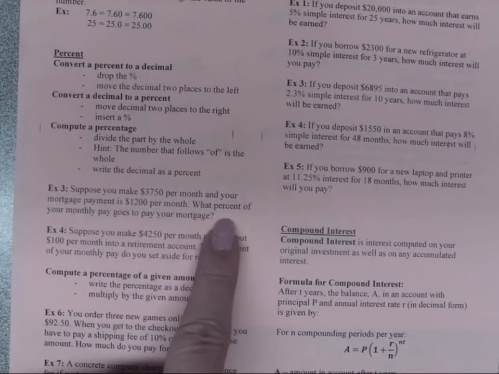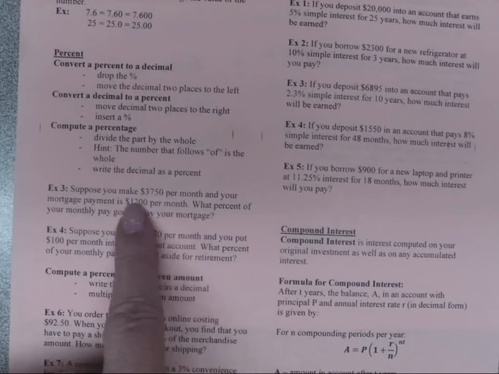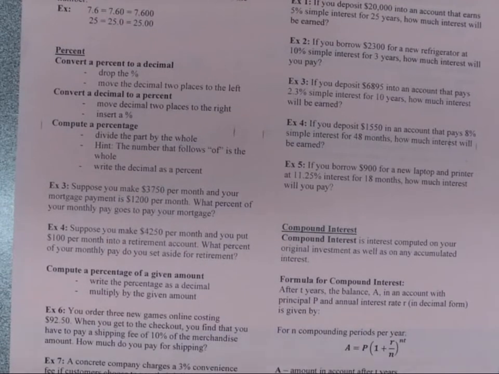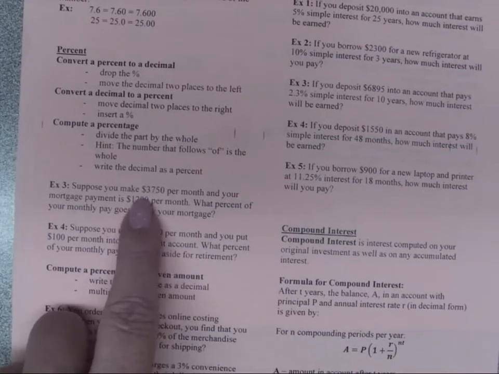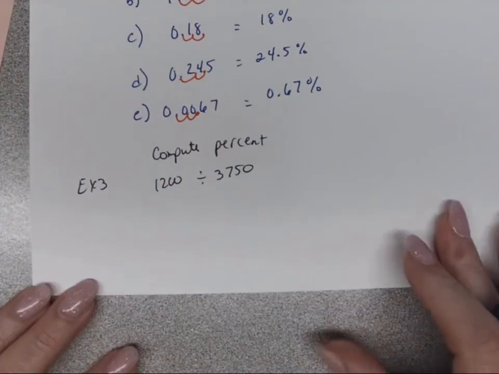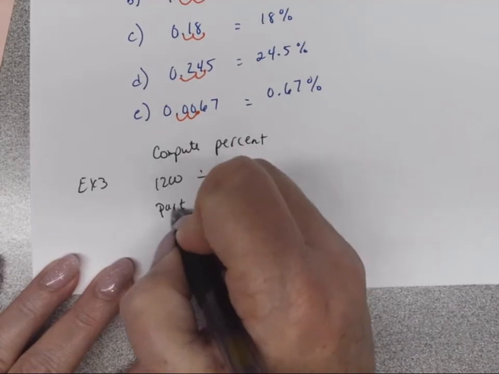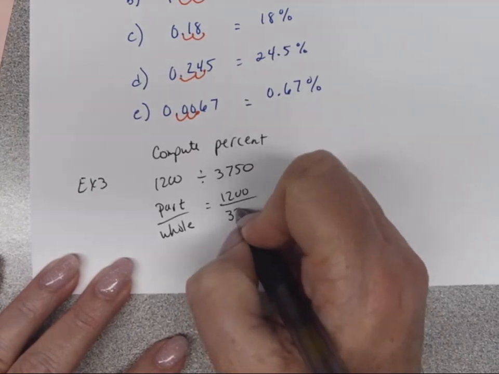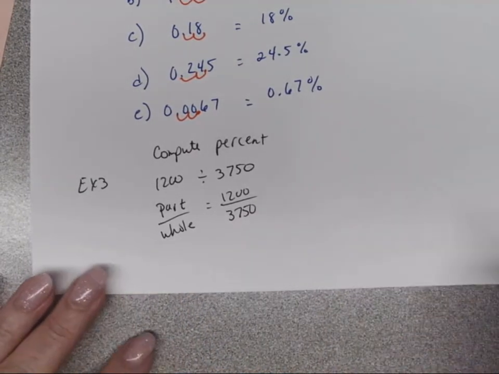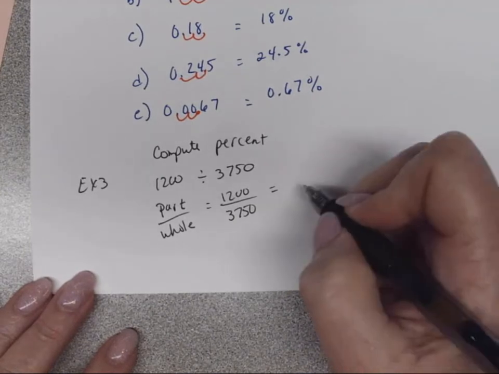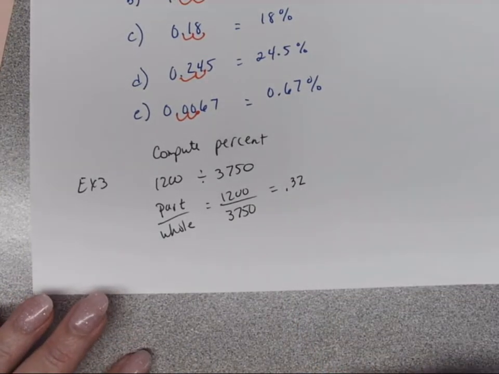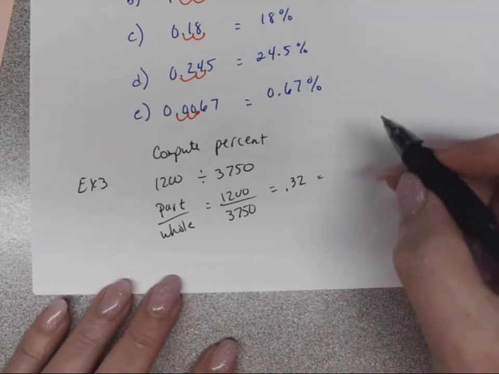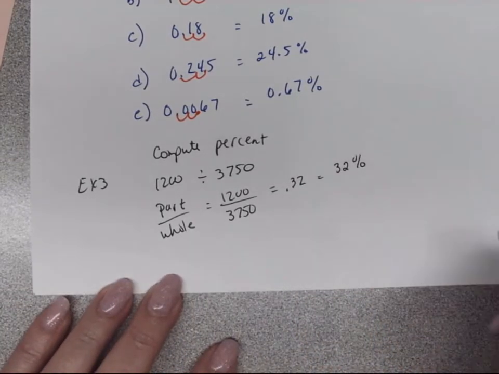So the word that follows of is the whole. So what part of the whole? Your mortgage payment is part of your total monthly income that you have to pay out. So the part over the whole. So we're basically putting 1,200 divided by 3,750. You can look at it either way. When you divide that into a calculator, you will get 0.32, but we want to change that to a percentage. Moving the decimal 2 places, it will become 32%.